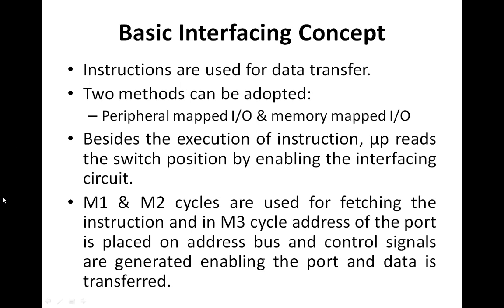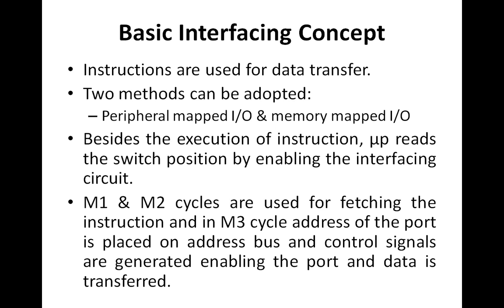Now, as far as the execution of these instructions is concerned, since both the IN and OUT instructions are 2-byte instructions, the minimum number of machine cycles taken is 2. These machine cycles are involved in such a way that in the first machine cycle, it fetches the opcode of the IN instruction or the OUT instruction, and the second machine cycle fetches the address of the port.